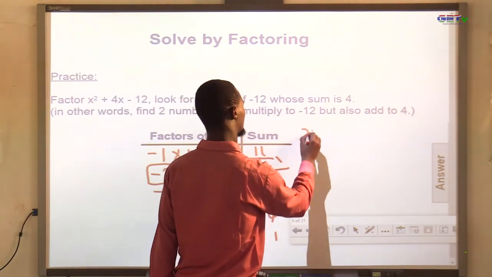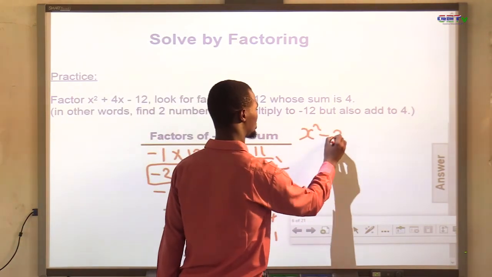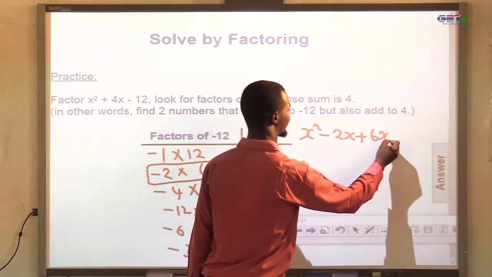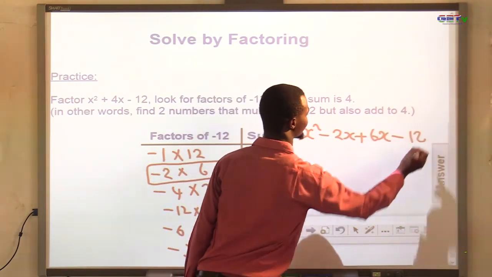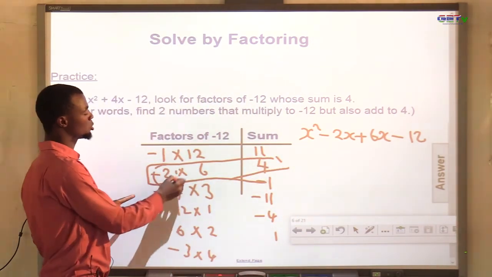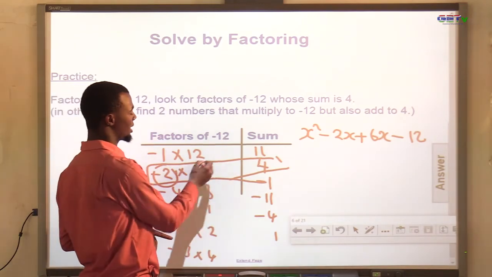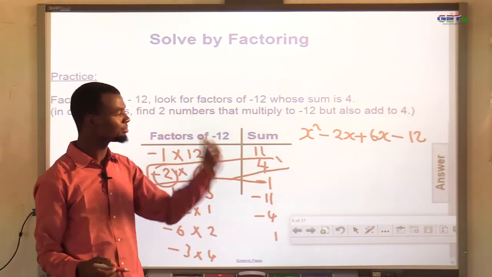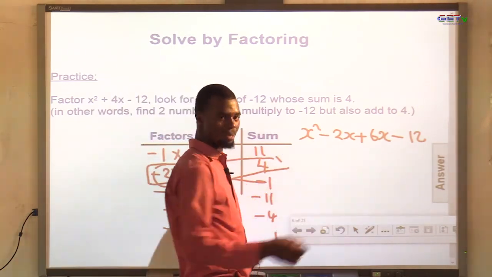We'll have x squared minus 2x plus 6x minus 12. X squared minus 2x, that is this 2, then plus 6x, that is this 6 here. That is what takes the place of 4 there. Now we factorize it by grouping.